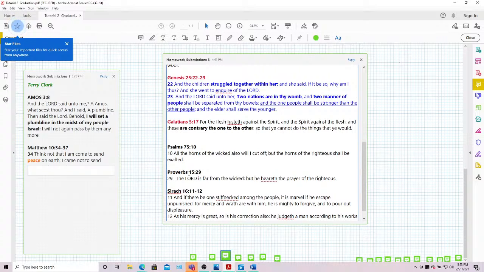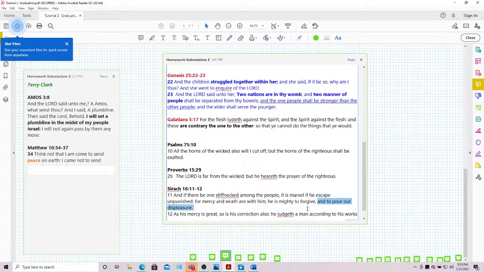So here's another one. We got Proverbs chapter 15, verse 29. So the Lord is far from the wicked, but he heareth the prayer of the righteous. Another plumb line. And then we have that Sirach chapter 16, verse 11 and 12. And if there be one stiff-necked among the people, it is a marvel if he shall escape unpunished, for mercy and wrath, got both sides, are with him. He is mighty to forgive and to pour out displeasure, which I bolded before, and I'm going to bold it again.